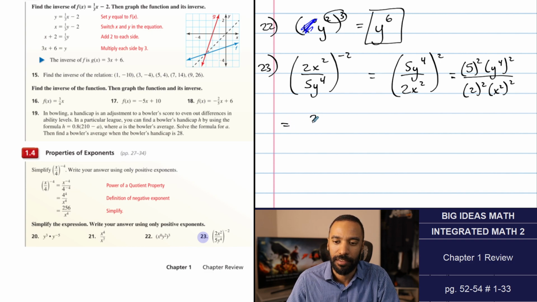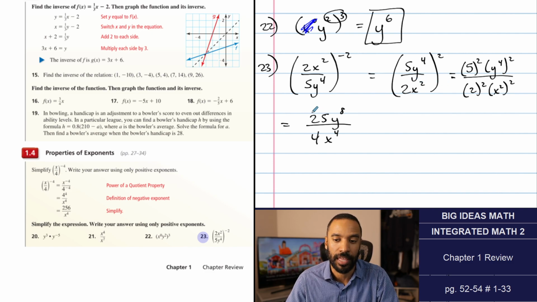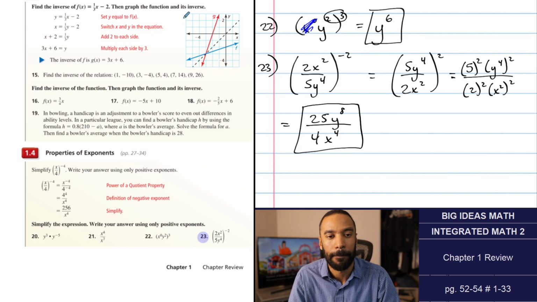5 squared is 25. Y to the 4th squared is not y to the 16th, but y to the 8th. 4 multiplies with 2. 2 squared is 4. 2 times itself. And x squared squared is x to the 4th. But that's because it's this 2 times this 2. It's not the same thing for that. 25 over 4 can't reduce. I would have done that earlier if I could have. And y's and x's can't reduce or work with each other. I would have done that earlier if I could have as well. That would just be the final result. All positive exponents, by the way.